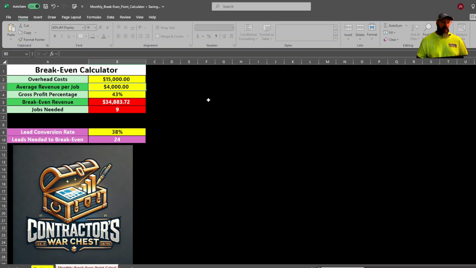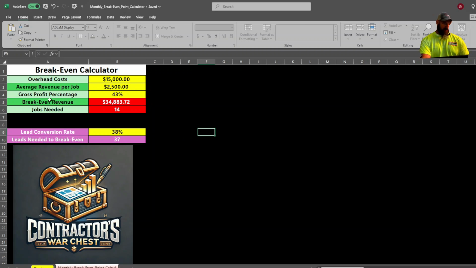So your average revenue per job. So let's say you're a stainer and your average job is $2,500 a job. So that's what your average job is.